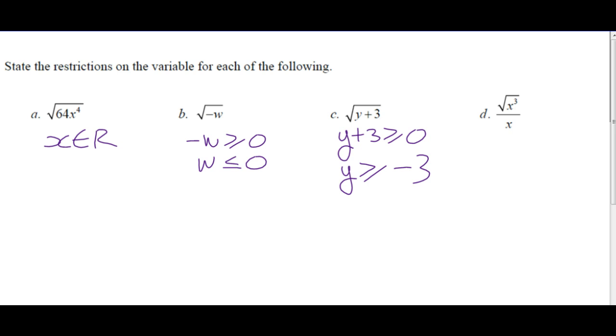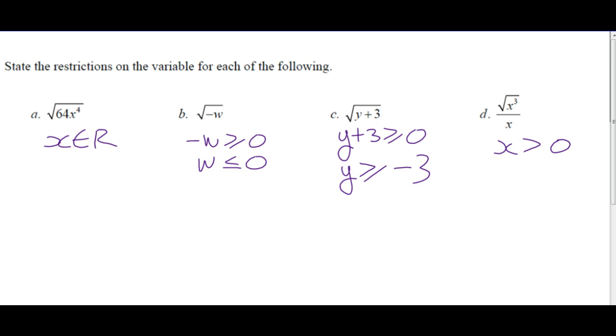Square root of x cubed over x. Okay, we're cubing x, so we know that it can't be negative. But it could be 0. But then we've got an x on the bottom, so it can't be 0. So x has to be strictly greater than 0, right? It can't be 0, because ultimately we're going to divide by x, and you can't divide by 0.